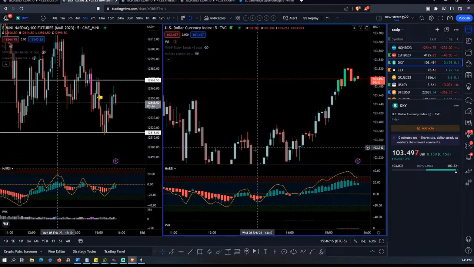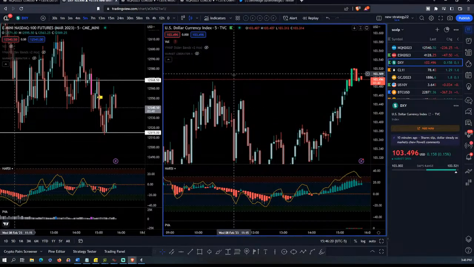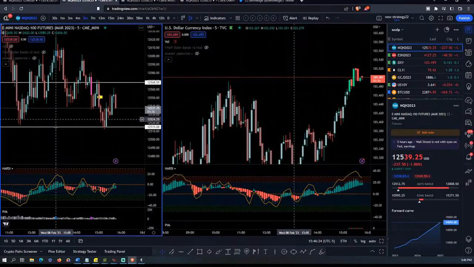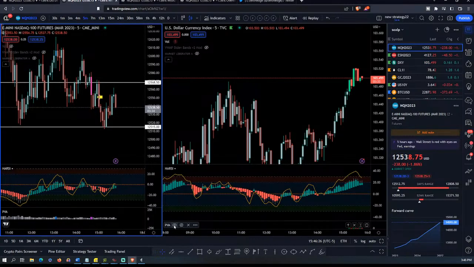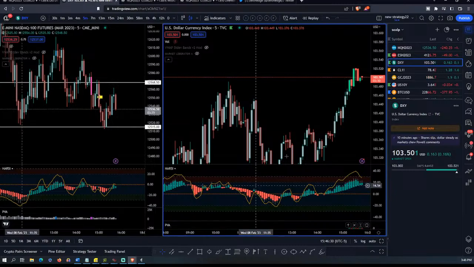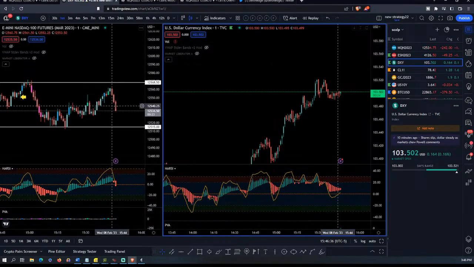I have a version of PVA candles on here, I think. I don't know where they went. Something's jacked up. Oh yeah, I got PVAs right here. See? If I take that off, the candles go regular. Same thing, it shows high volume. So this is the dollar index. Let's just do the minute. All right, so we're going a little sideways here.